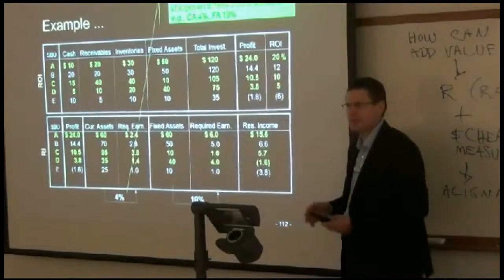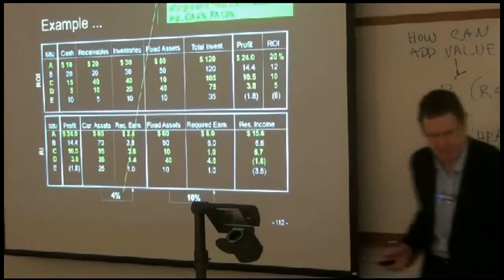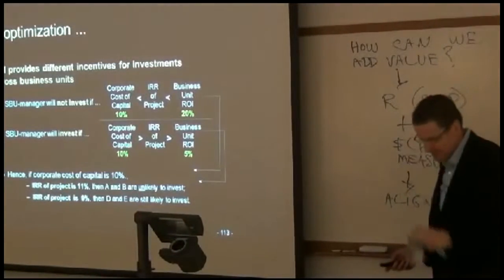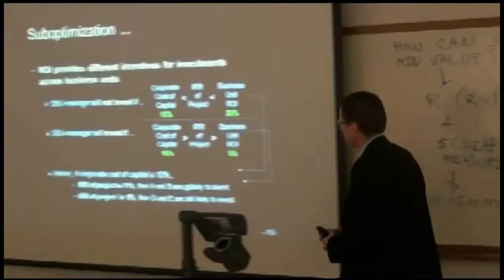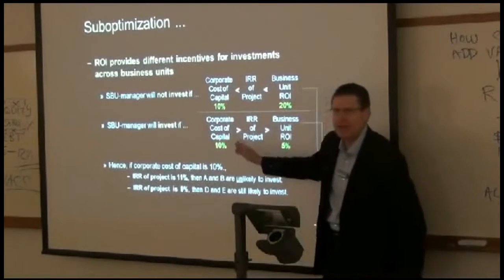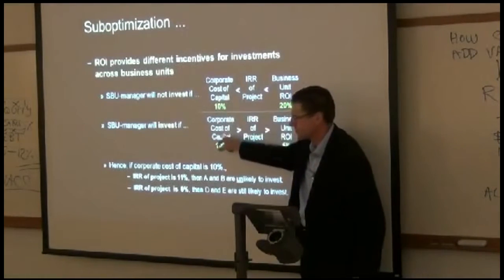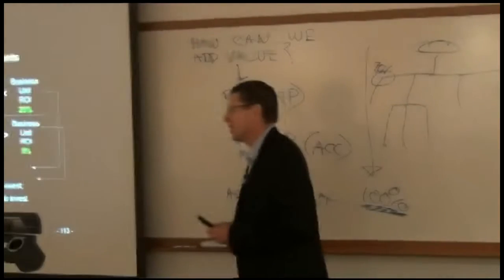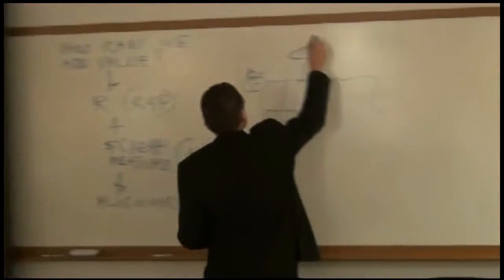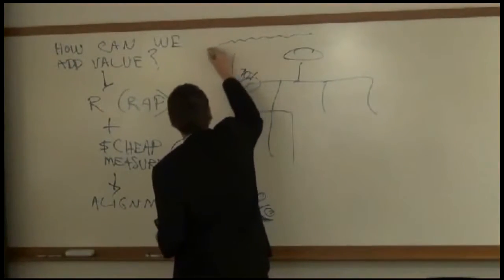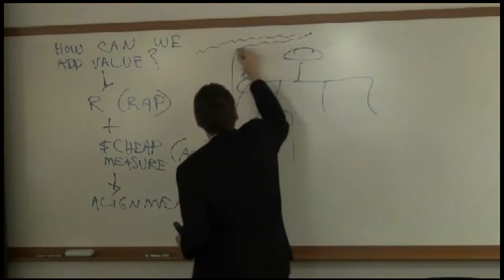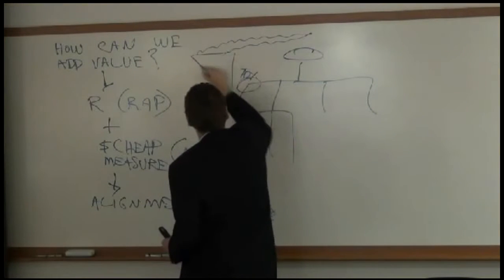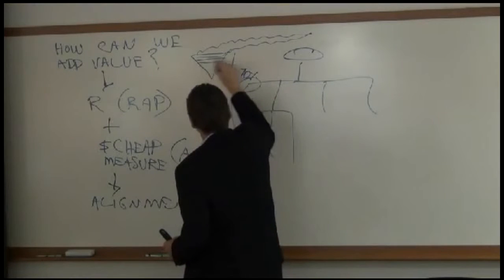All right, now we've got those numbers, we're going to play some games. The first game is this algorithm where if we have a corporate cost of capital, let's be very clear here. The corporate cost of capital is that hurdle, all right? Do you know what this is?